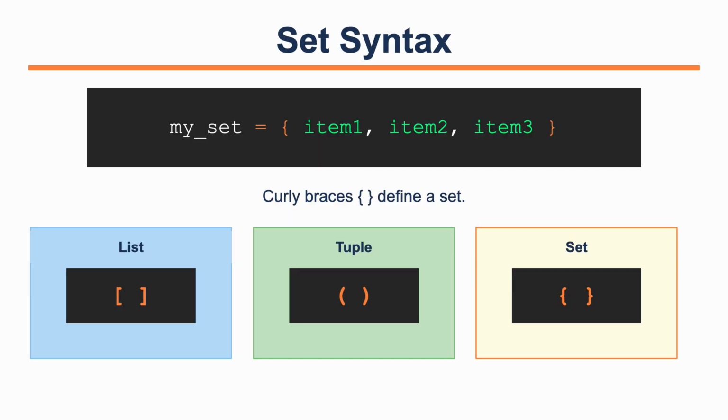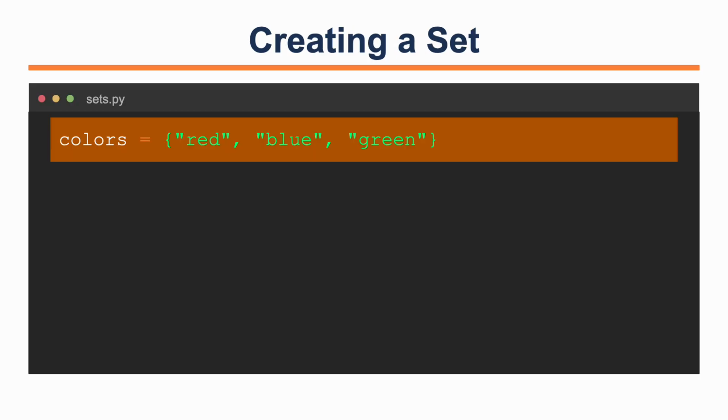To write a set, you use curly braces. You write the variable name, the equals sign, then your items inside curly braces separated by commas. Each collection type uses a different bracket style. Square brackets for lists, round brackets for tuples, and curly braces for sets. We create a set called colors and give it 3 string values: red, blue, and green. The curly braces tell Python this is a set. The values are separated by commas. Python will automatically keep only unique values when it stores the set.